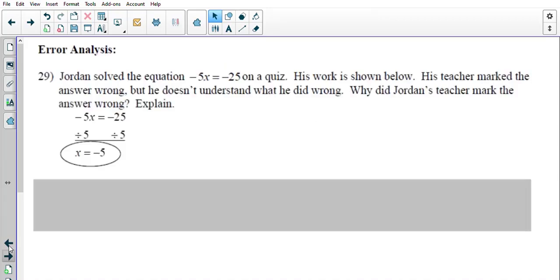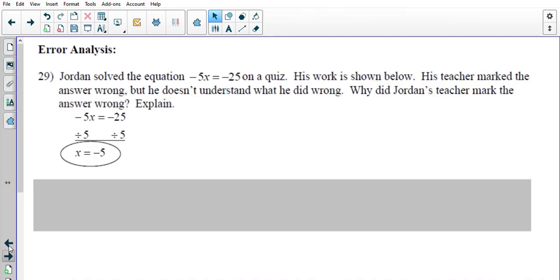Number 29, we've got some error analysis questions. Number 29 says, Jordan solved the equation negative 5x equals negative 25 on a quiz. His work is shown below. His teacher marked the answer wrong, but he doesn't understand what he did wrong. Why did Jordan's teacher mark the answer wrong? Explain. Take a look at his work. What do you think he did wrong?